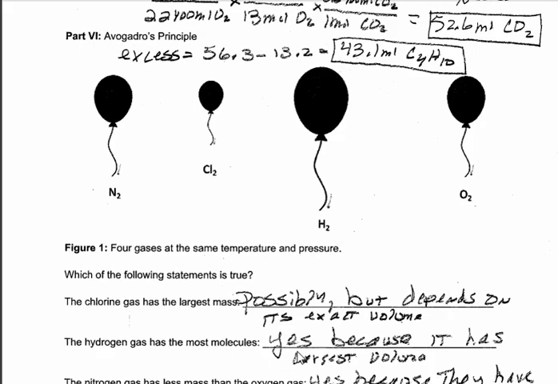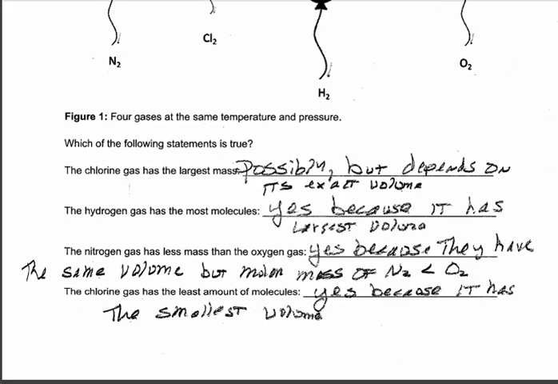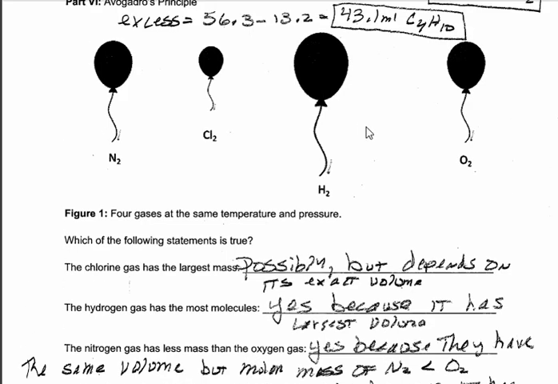Next statement. Hydrogen gas has the most molecules. Yes, it's got the largest volume. According to Avogadro's principle, since they're all at the same temperature and pressure, the one with the largest volume would have the largest number of moles. Next question. Nitrogen gas has less mass than oxygen gas. Okay, they are the same volumes, therefore they have the same moles. Nitrogen has a lower molar mass than oxygen, so that's a true statement. And last but not least, the chlorine gas has the least amount of molecules. Yes, it does, because it has the smallest volume. And that's our video review for our test.